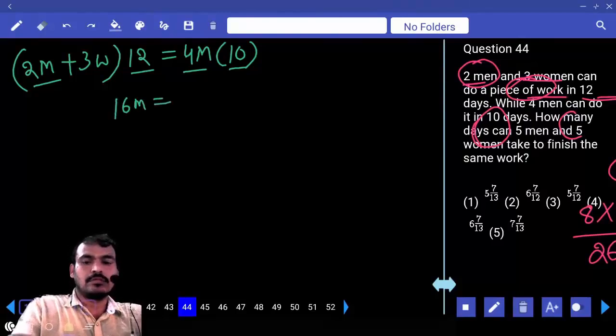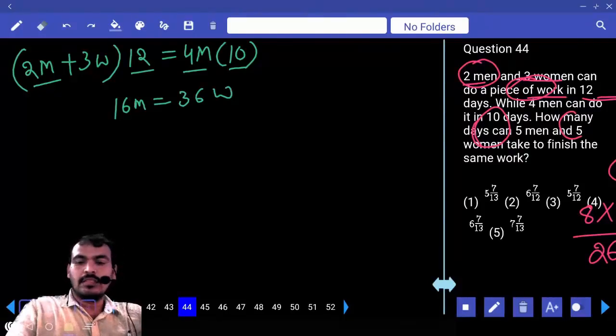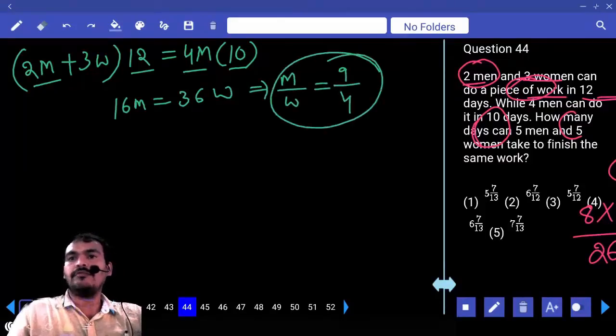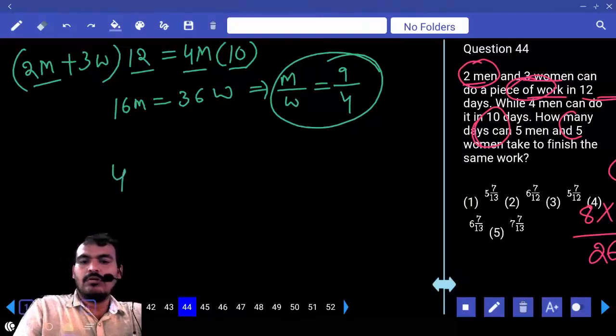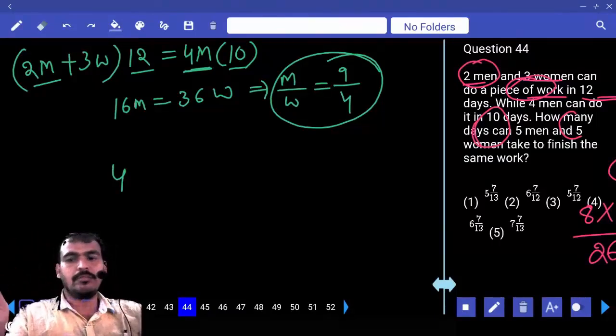16 men equal to 36 women. Then men and women efficiency are in the ratio 9:4. Men efficiency is 9 parts, women efficiency is 4 parts. First we need to identify the total work. 4 men can do the whole work in 10 days. What is the men efficiency?